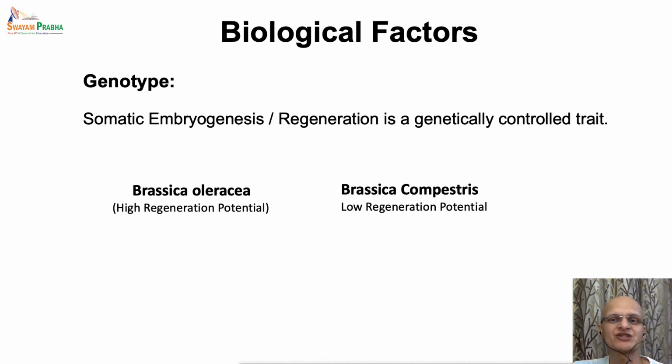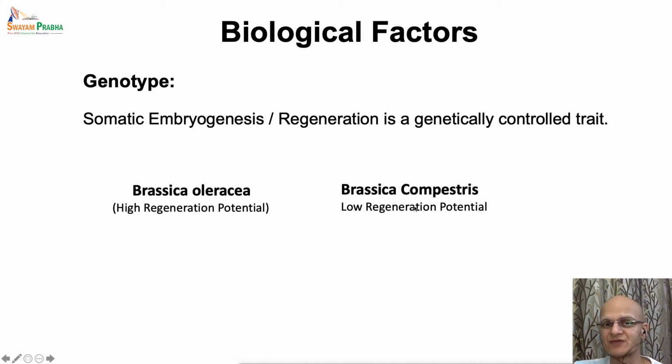It means that the regeneration protocols are easily available, and it is comparatively easier to establish in vitro cultures from the explant harvested from Brassica oleracea. However, Brassica campestris, which we know as Chinese cabbage or turnip, is least regenerative among the Brassica species. So what does that mean?